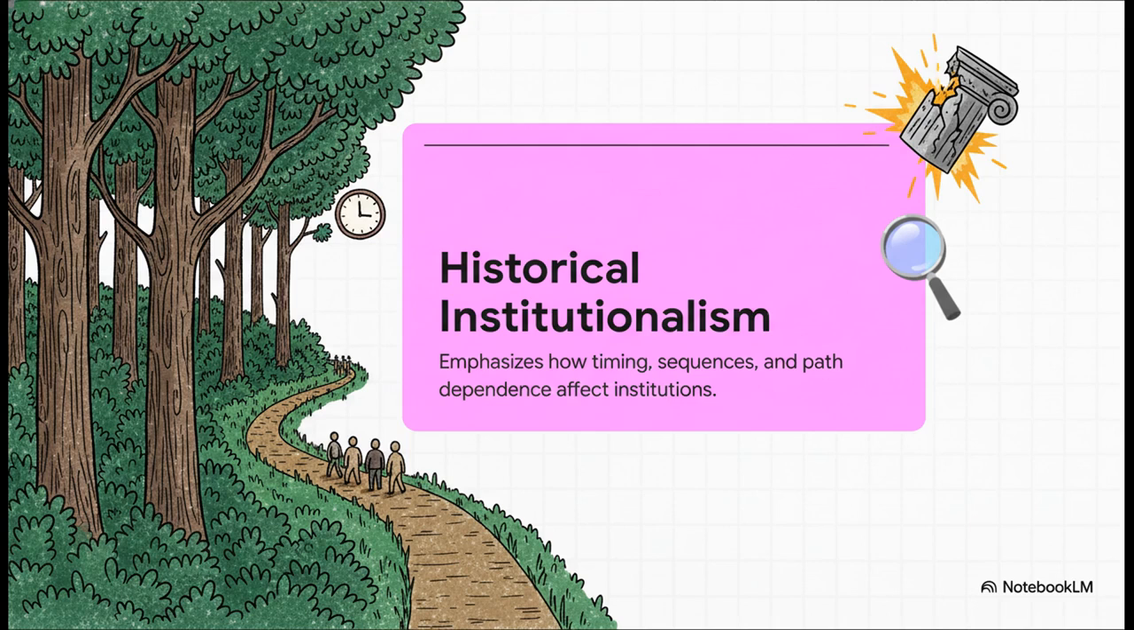Now, this approach takes a long view. Historical institutionalists believe that history matters profoundly. They focus heavily on concepts like path dependence. Think of it kind of like walking through a really dense forest. Once a path is cleared by someone, it's just so much easier for everyone else to keep walking down that exact same path than to hack out a brand new one, even if the new one would technically be a shorter route. They also study what they call critical junctures.